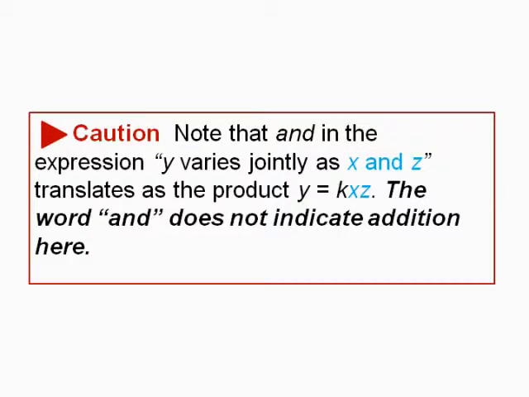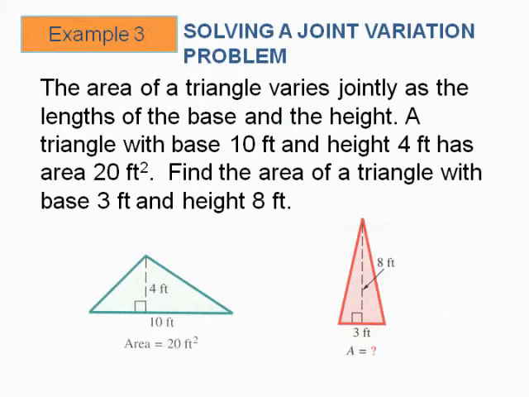And it says note that the word and in the expression y varies jointly as x and z translates as the product. The word and does not indicate addition here. So again, things to watch out for. I mean, if they were wanting to use some kind of direct variation involving addition, they would make it more clear.